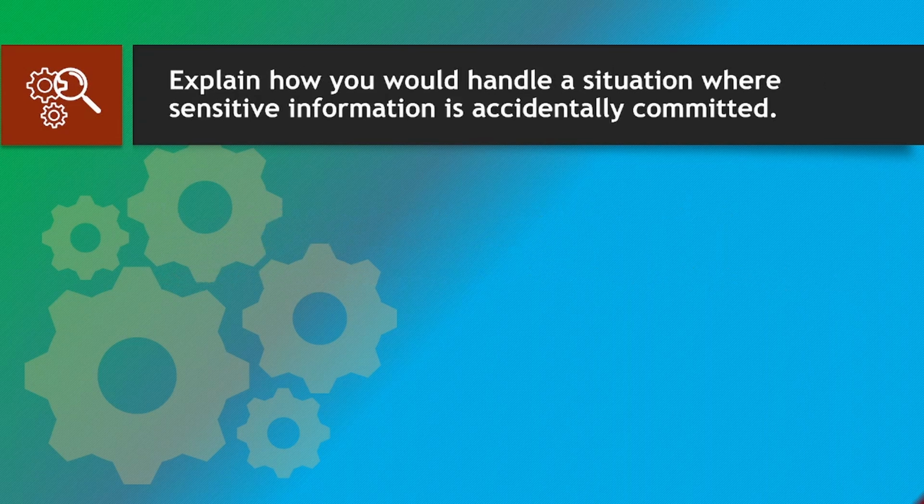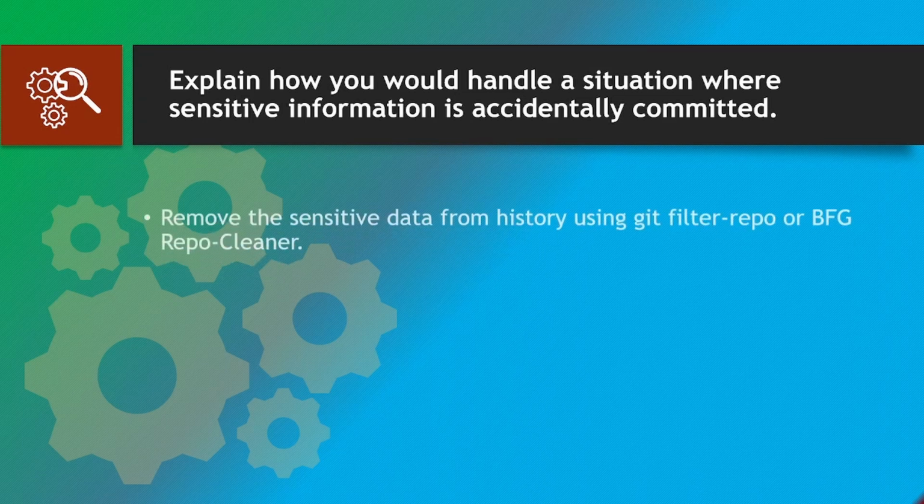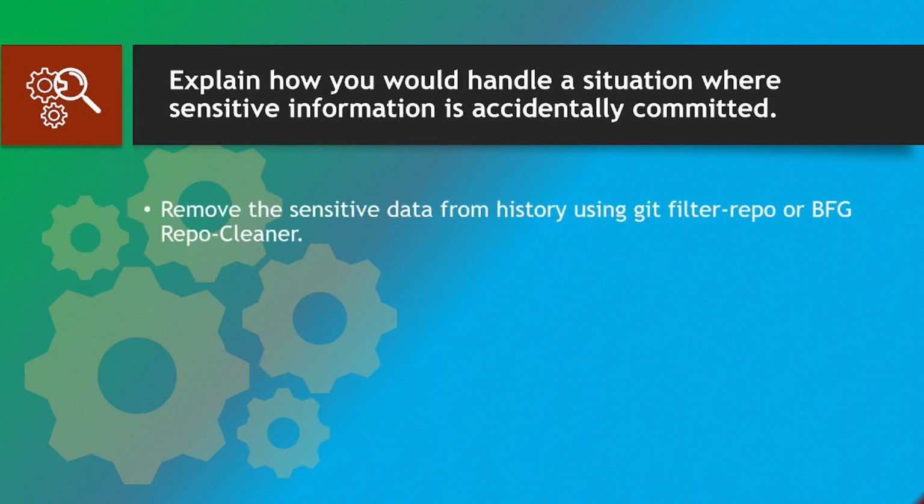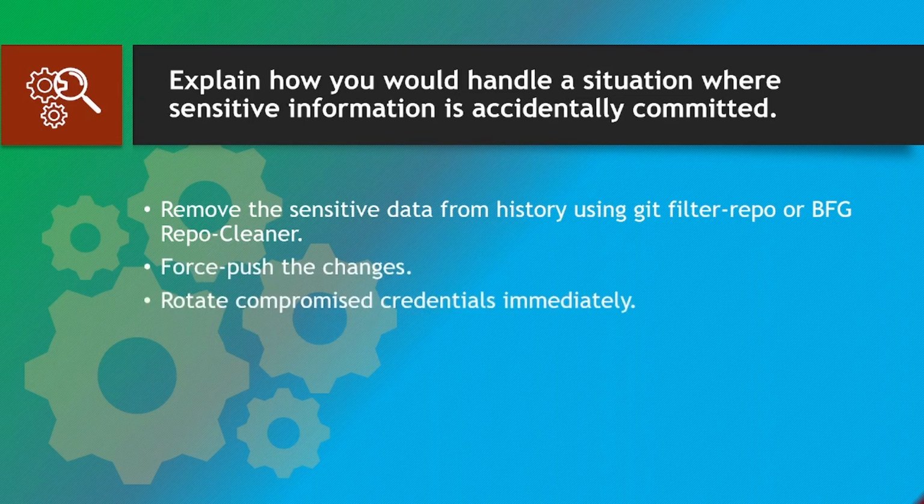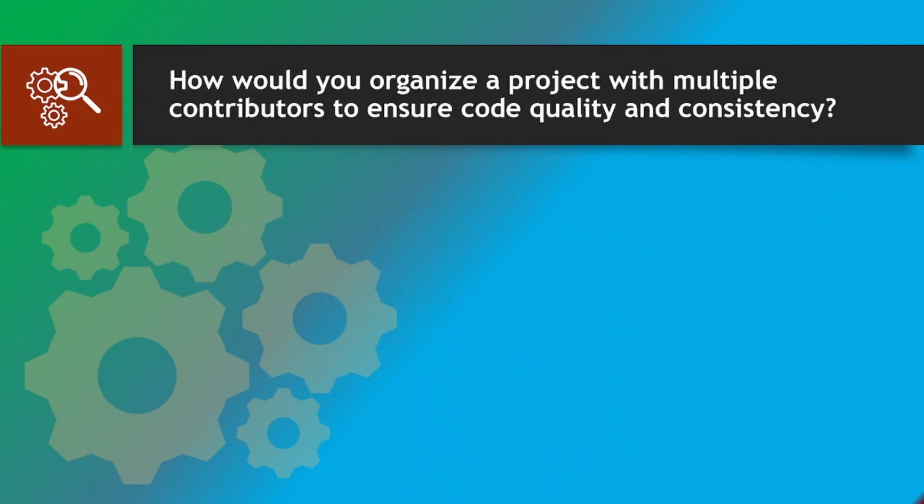Explain how you would handle a situation where sensitive information is accidentally committed. Remove the sensitive data from the history using git filter-repo or BFG Repo-Cleaner. Force push the changes. Rotate compromised credentials immediately.